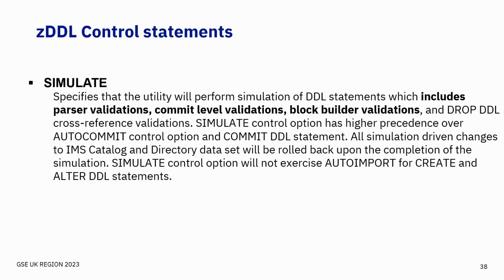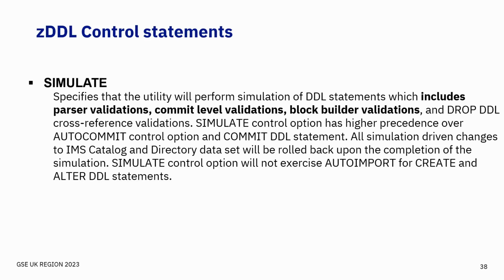So if you specify simulate, the utility will simulate running those DDL statements, which means our parser will parse through the DDL statements, make sure they're good, right? If they're not, we'll give you some error messages. We'll do the validations that we do at commit time, make sure they're good. We'll build the blocks, the ACB blocks, make sure they're good, right? If you're doing a drop, we'll do DDL cross-reference validation. We'll do all of that, but we won't commit. We'll go through the whole thing, and then we'll just do an auto rollback, and then we'll stop, right? So that's what the simulate option is.